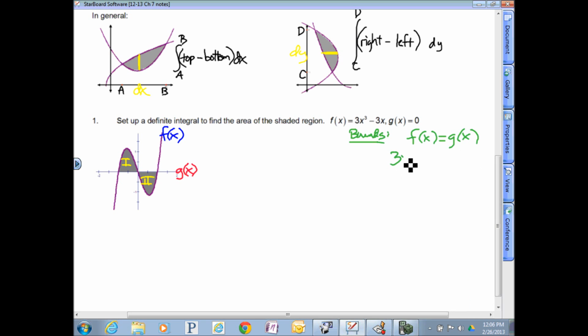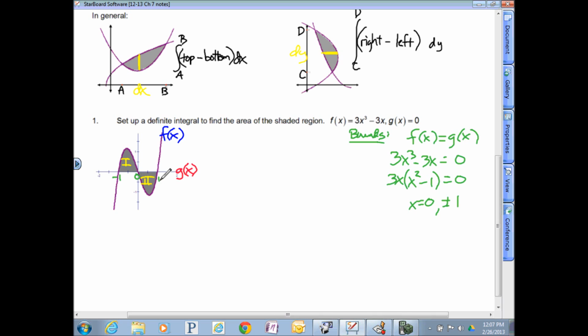So 3x cubed minus 3x, set that thing equal to 0 and solve, and let's factor out a 3x, and there's an x squared minus 1. So I've got three bounds, x equals 0 and x equals plus or minus 1. So I found those. So I have my bounds. So I know I'm going from -1 to 0, and 0 to 1.